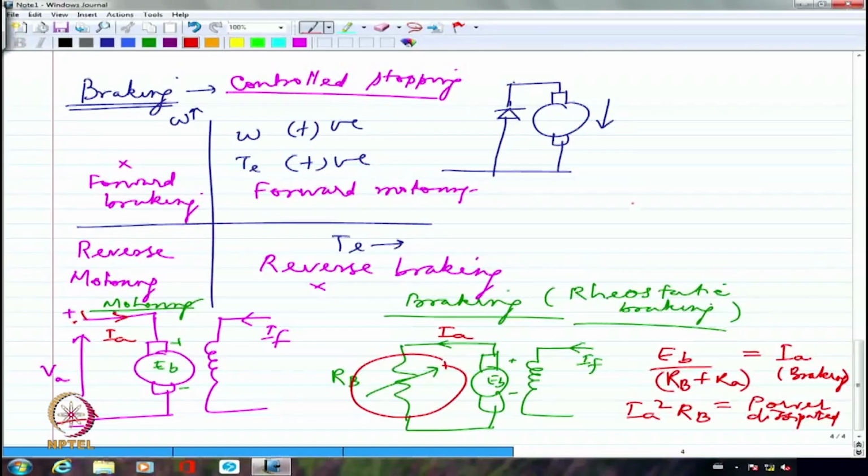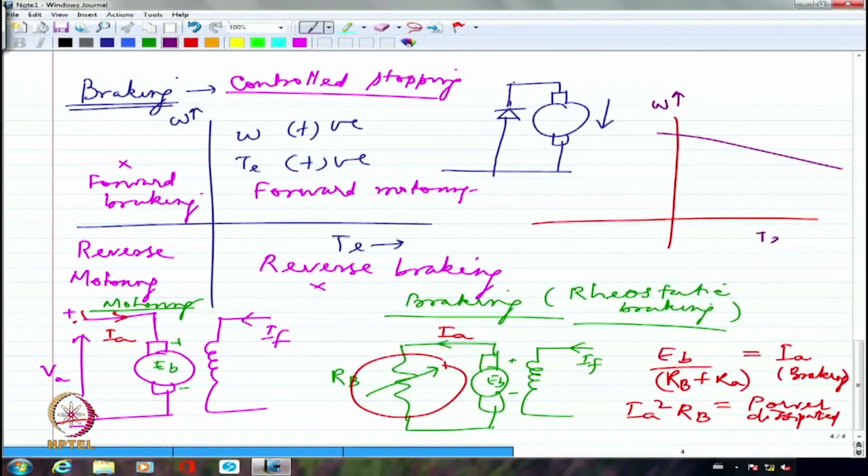Let me show the characteristics also for this. If this had been the original characteristics of the DC motor, let's say this is omega and this is TE, right? This is the original characteristics of the DC motor. Maybe originally I was operating at this point. This was the point at which my machine was operating, right? So that corresponds to a certain value of TE and a certain value of speed.